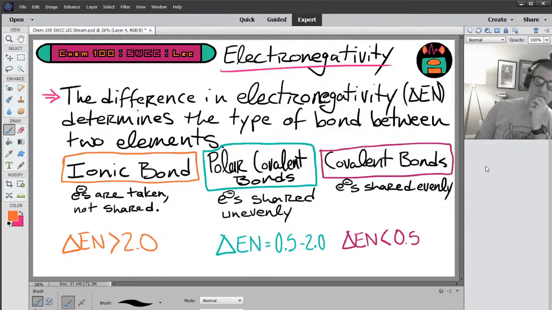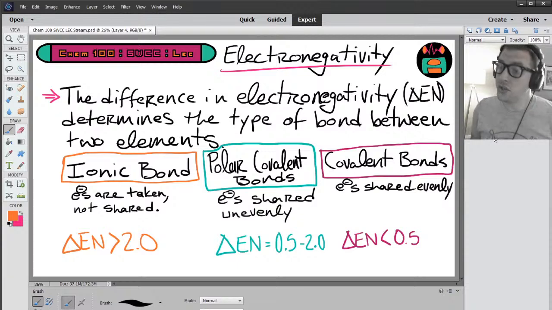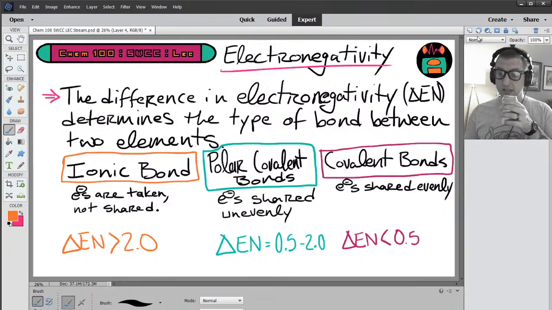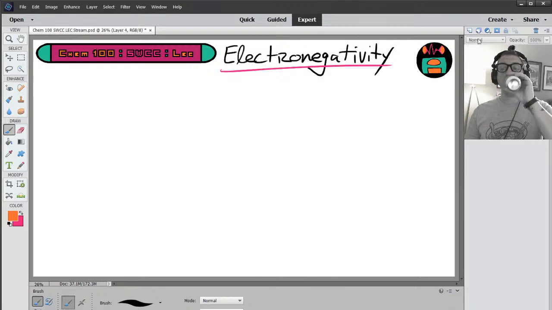All right? So looking at the electronegativity numbers for two elements that are in a bond and taking their difference is how you determine whether or not the bond between those two elements is ionic, covalent, or polar covalent. Let's do a few examples so we can kind of see how this all works out.